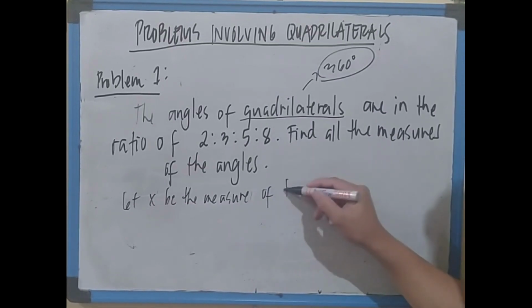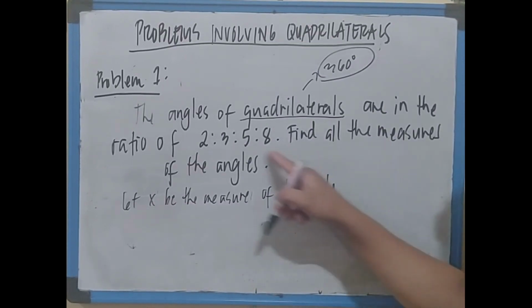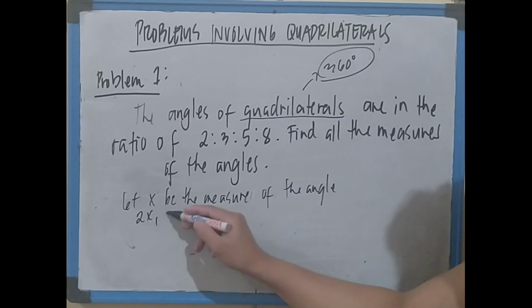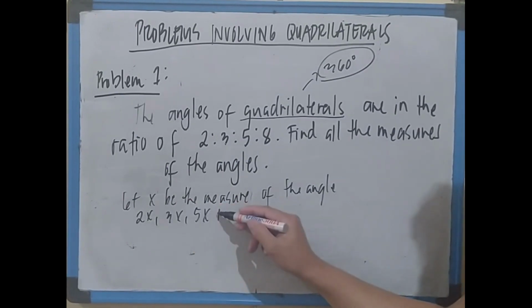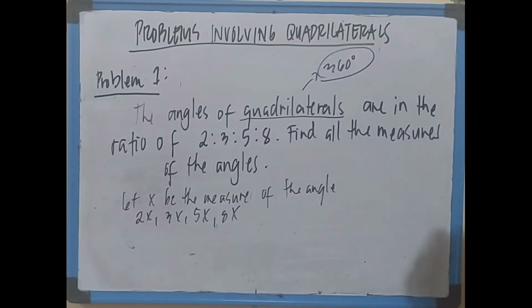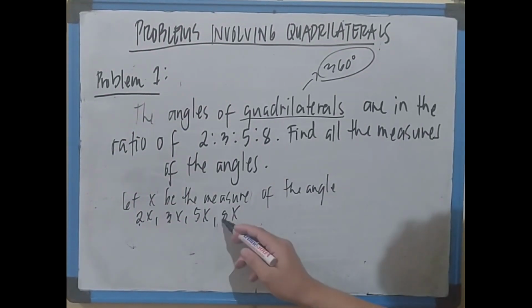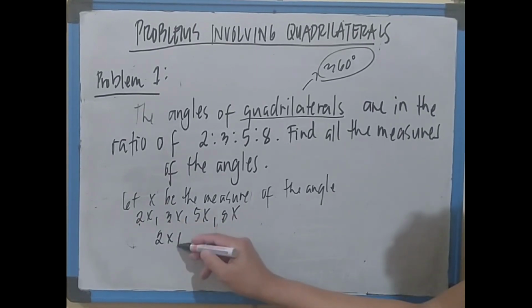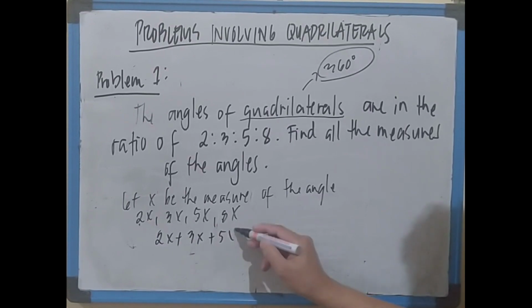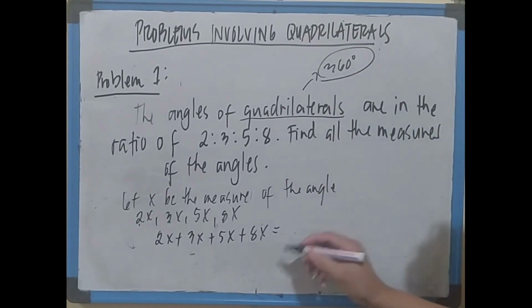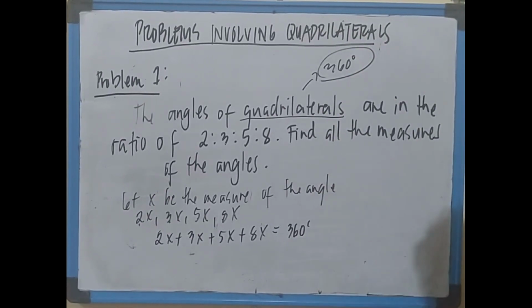So yung gagawin lang natin, i-add lang natin ito, no? So we have here 2, 3, 5, and 8. So we have 2x, we have 3x, 5x, and 8x. So all we have to do is to add, and then total natin, equate natin siya sa 360. So we have 2x plus 3x plus 5x plus 8x. And since all the total angles is 360, kaya equal to 360 degrees.